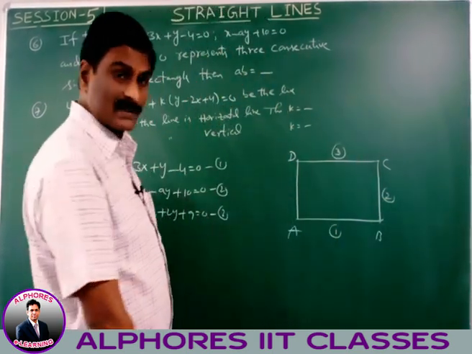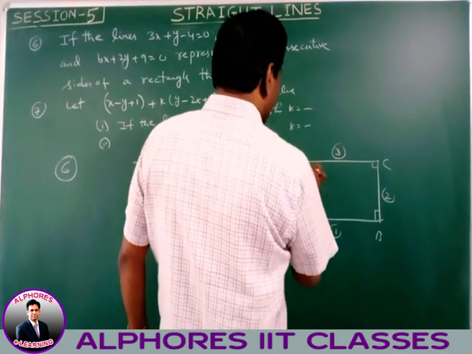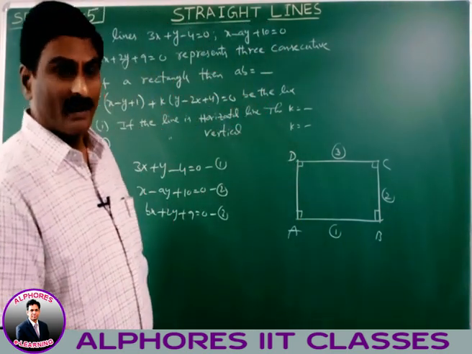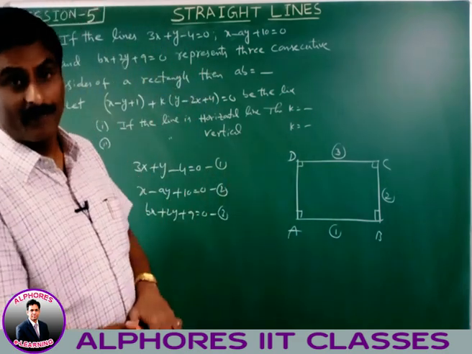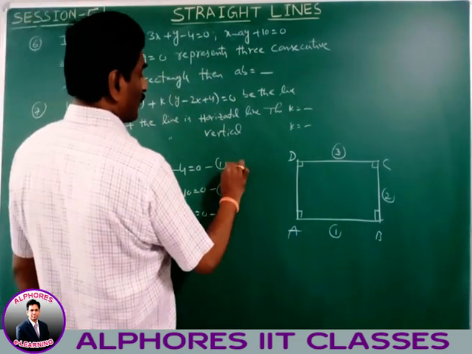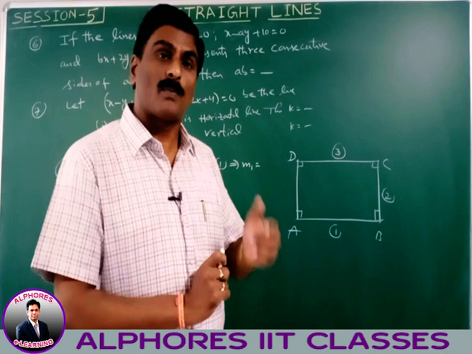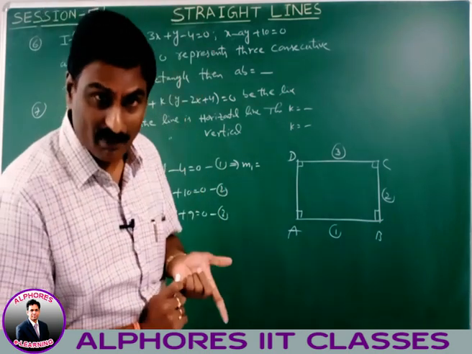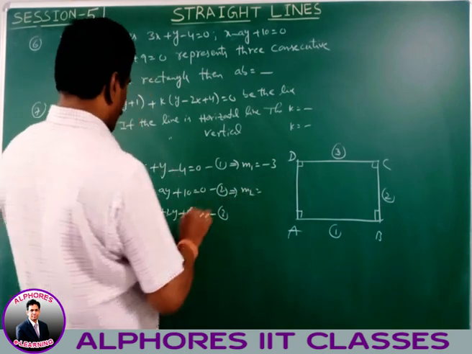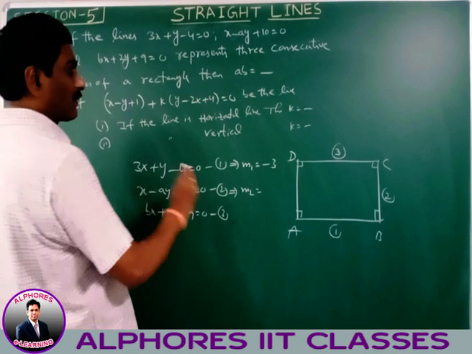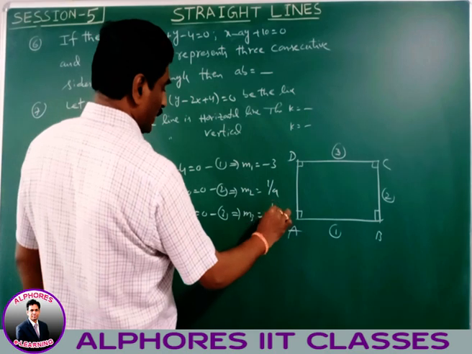Okay, please observe these values. In a rectangle, the angle between any two adjacent sides is always 90 degrees. At the same time, opposite sides are parallel. By using these properties, we find a and b. Here, what is the slope of the first line? If the line ax plus by plus c is equal to 0 is given, the slope of the line is minus a by b, minus x coefficient by y coefficient. That means M1 is equal to minus 3. Next, M2 is equal to minus x coefficient by y coefficient, means minus 1 by minus a, means 1 by a. Here M3 is equal to minus b by 2.